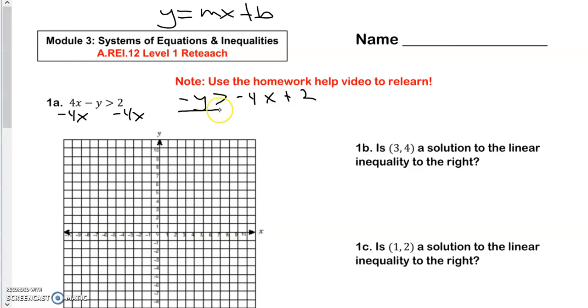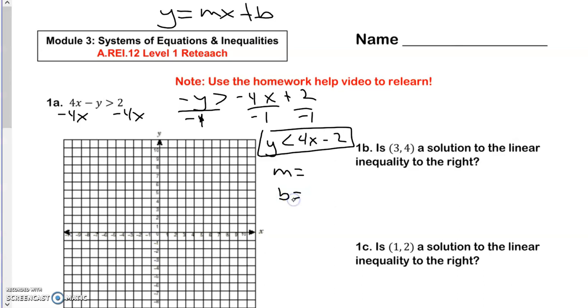So I'm going to subtract the 4x, and then I'm going to divide by a -1. Now keep in mind, whenever you divide by a negative number, you have to change the inequality sign. So instead of greater than, it is now less than. M is always the number in front of x, and that's my slope, and in this case it's 4, and b is -2.